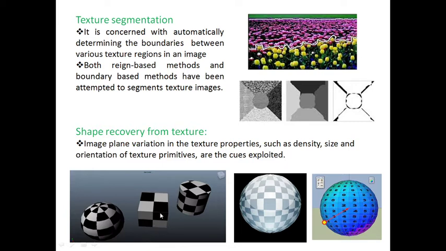This is one plane, this is one plane. So this is my top view and this is my side view. So I can easily analyze that because of these plane variations, I can feel that it is in the shape of, or it is a structure of, a cube. So based on the texture density, size and orientation, these are acting as cues, as clues, such that I can exploit what will be the shape of the given object or of the given region that is present inside my image.